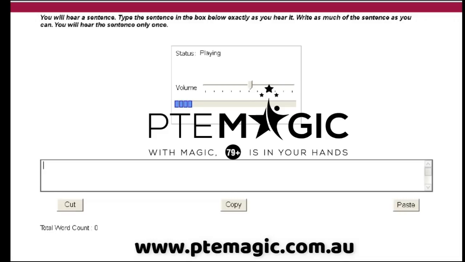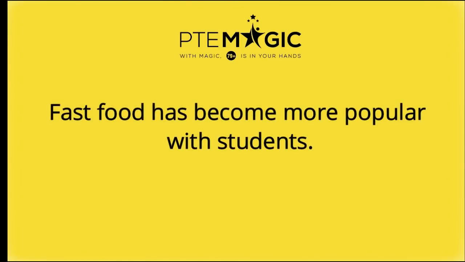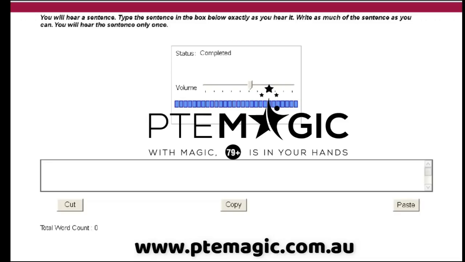Fast food has become more popular with students.